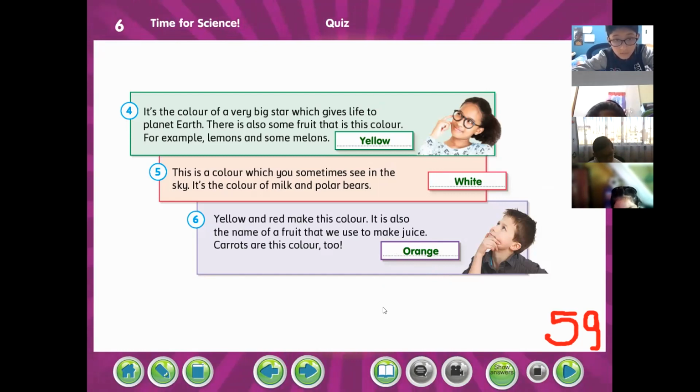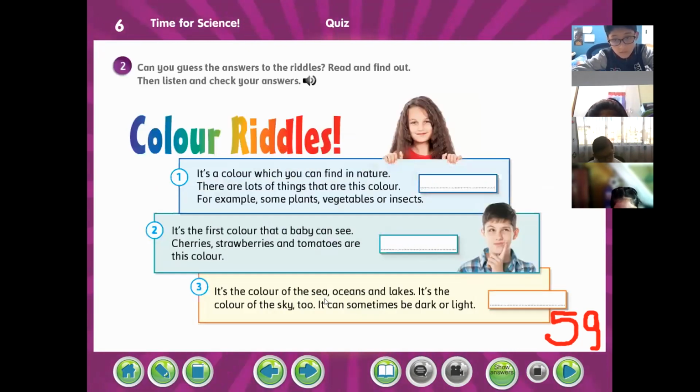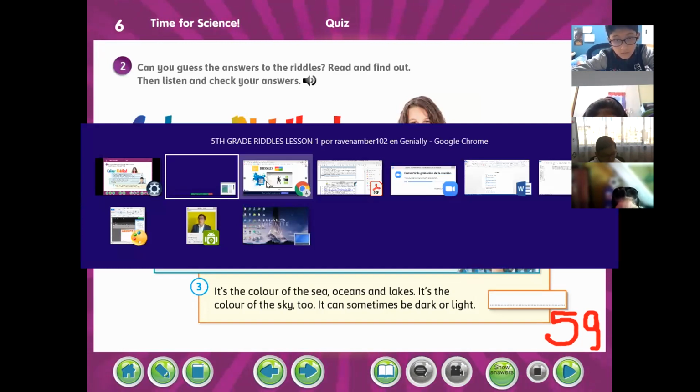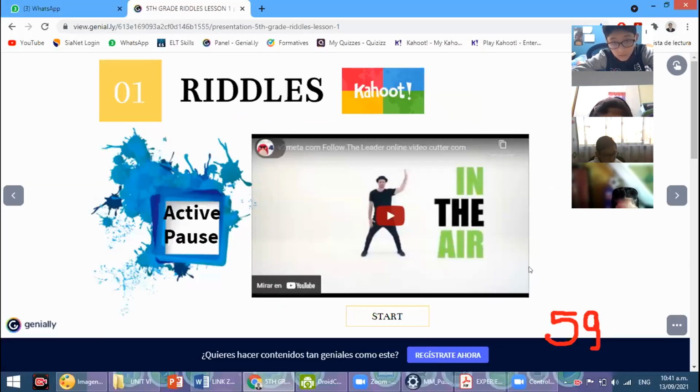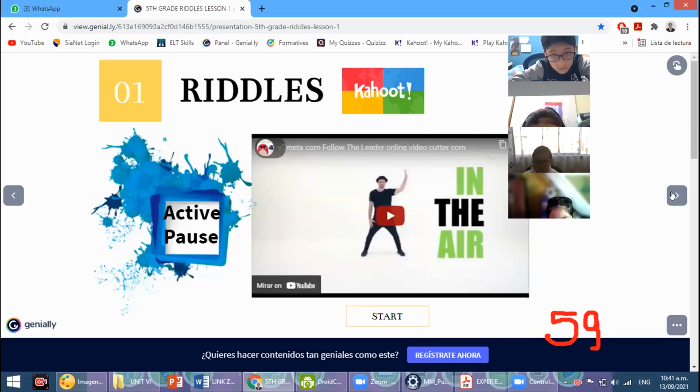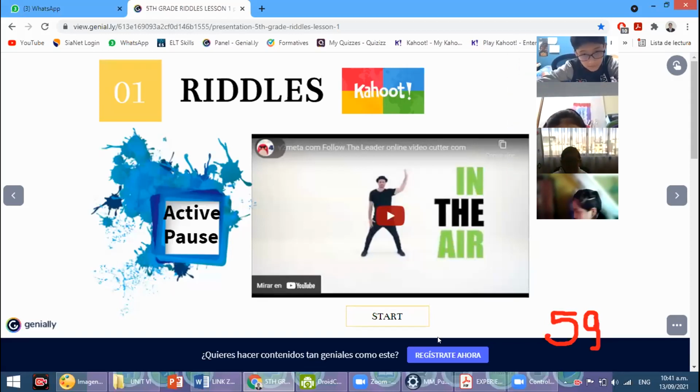Now, pay attention. We are going to create riddles in groups. But before that, okay, pay attention here. Let's talk about the grammar, okay? Before the active pause, let's talk about the grammar. Now, pay attention. This is your grammar. It's in your book too, okay?